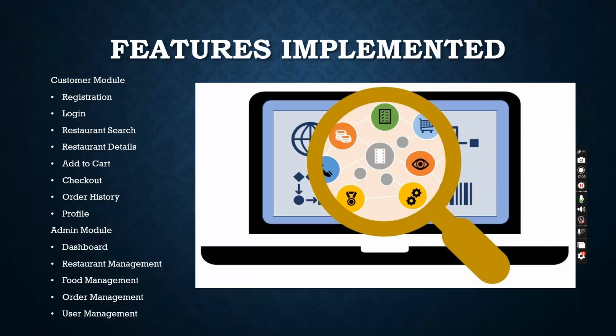The next feature is restaurant details. The user is provided with restaurant details to know what the restaurant's best dishes are, and all. And the fourth feature is add to cart. Users can add their favorite dish to the cart and check out, and they can even check the order history of whatever orders they place, and they can also check the profile and make changes to their details and all that stuff.